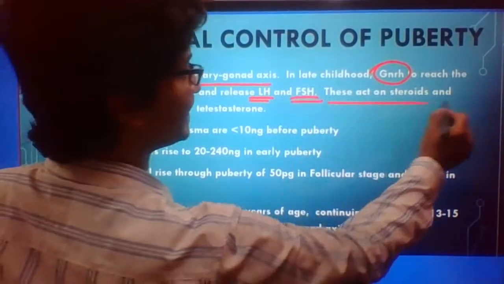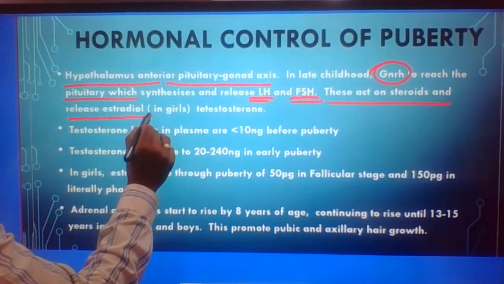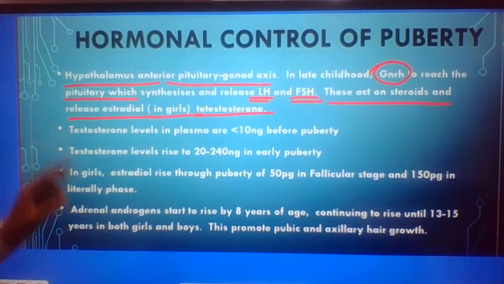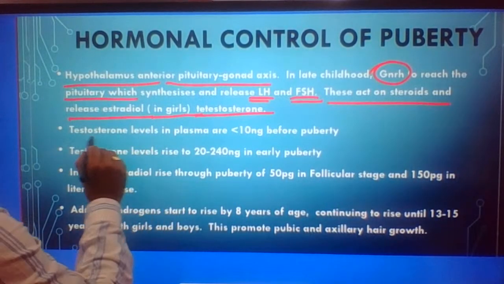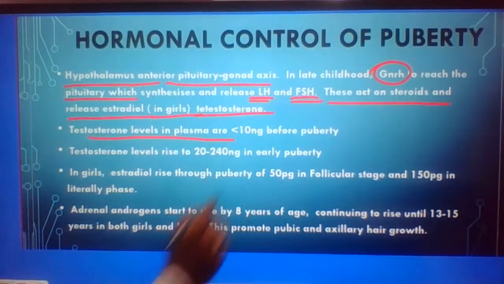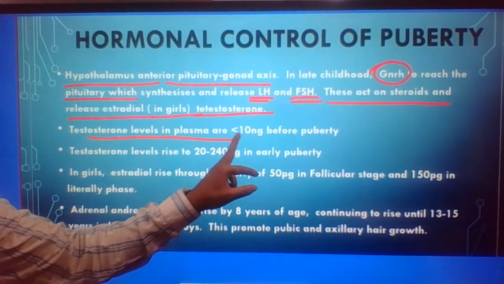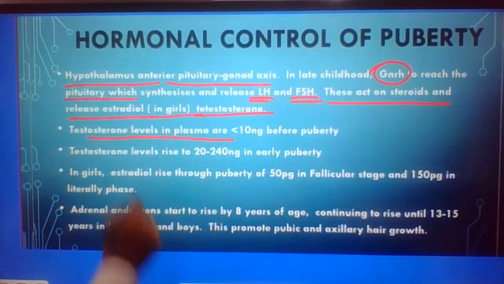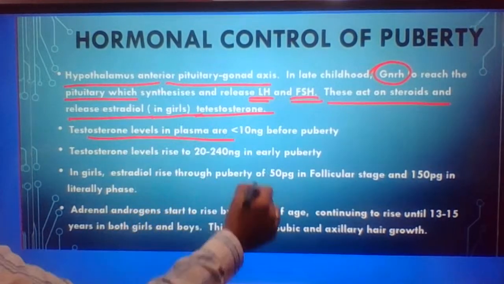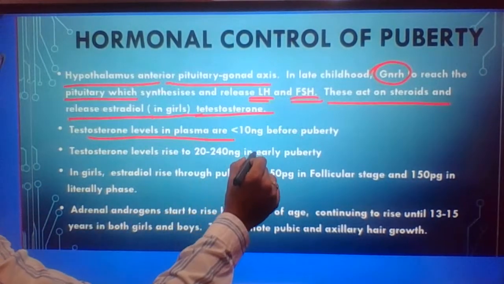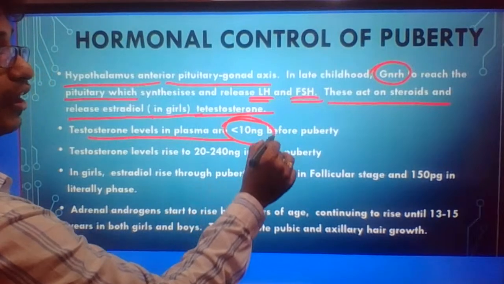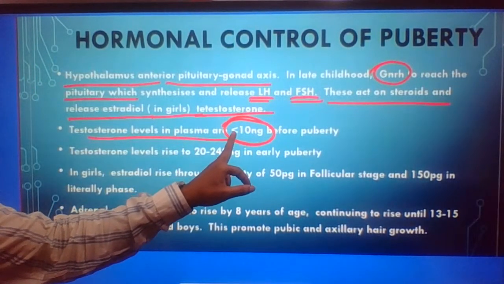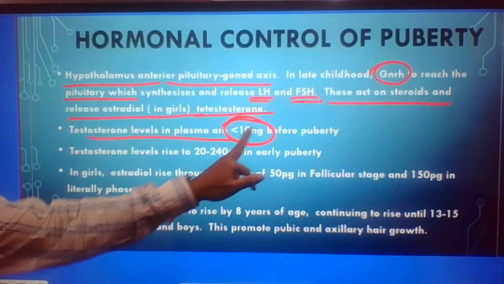So these act as steroids and release estradiol in case of girls, and testosterone. The testosterone level in the plasma, in your blood plasma, is less than 10 nanogram. It's less than 10 nanogram before puberty. On the girls' side, look at how the testosterone level gradually increases. Before puberty, the range in the girls' plasma is less than 10 nanogram.